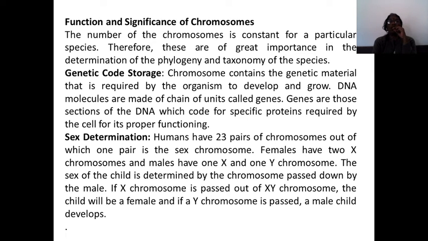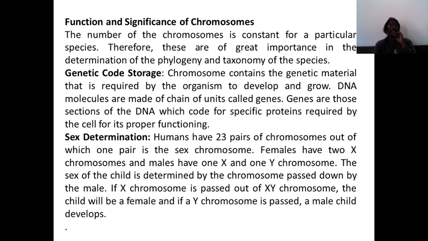The function and significance of chromosome. The number of chromosomes is constant for a particular species. Therefore, these are of great importance in the determination of the phylogeny and taxonomy of the species. The second function is genetic code storage. Chromosome contains the genetic material that is required by the organism to develop and grow. The DNA molecules are made up of chains of units and these are called genes. Genes are those sections of the DNA which code for specific proteins required by the cell for its proper functioning.